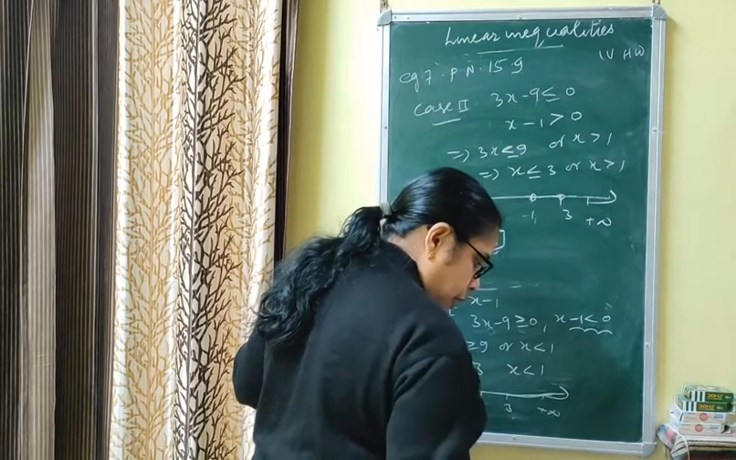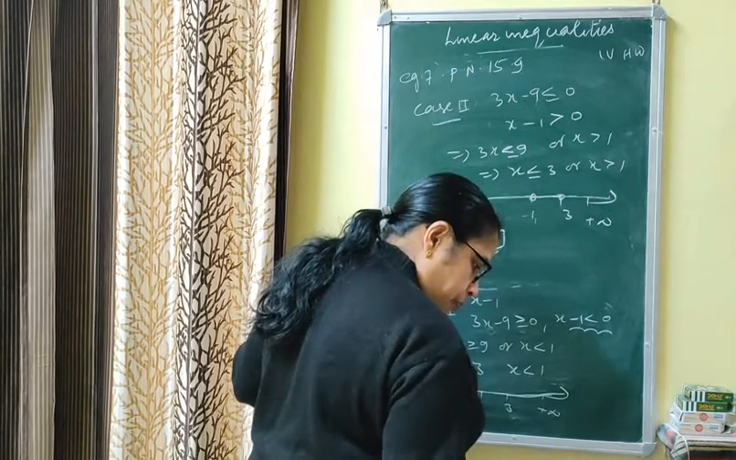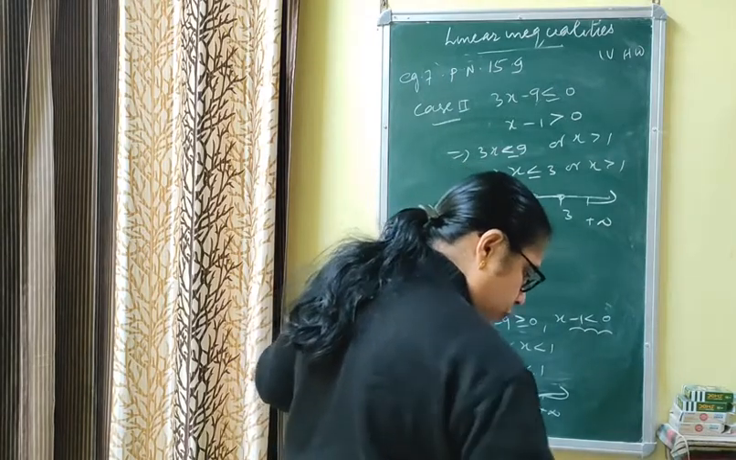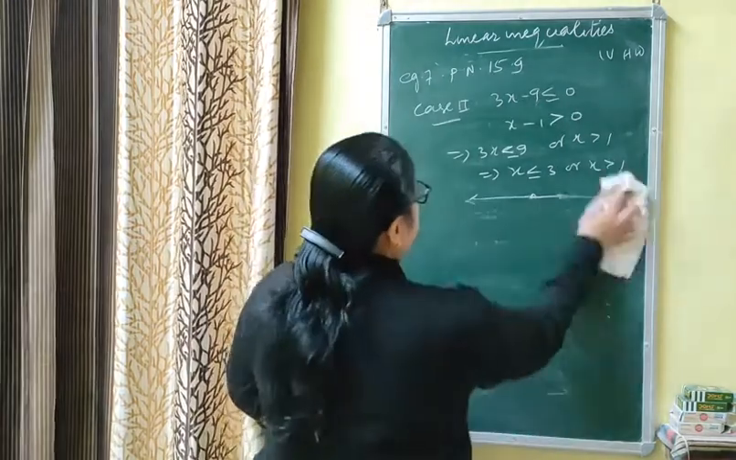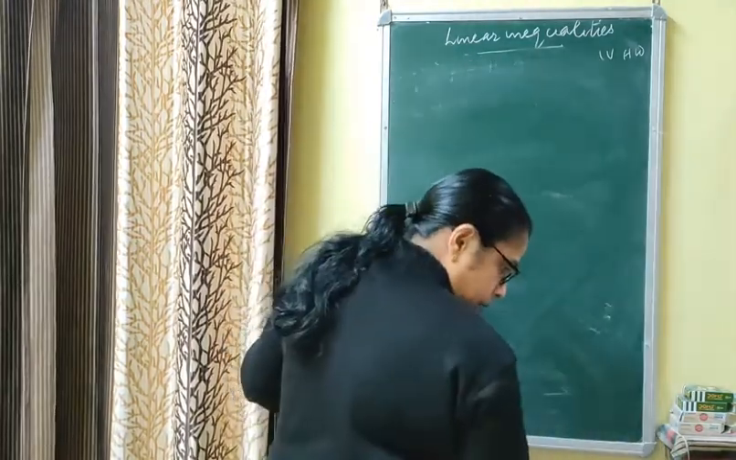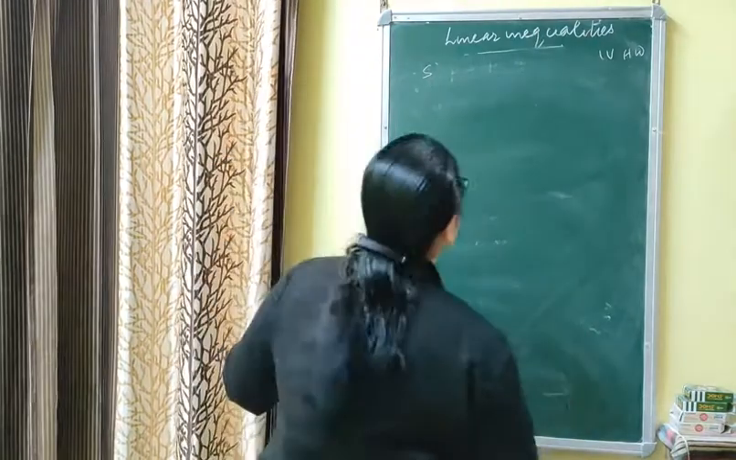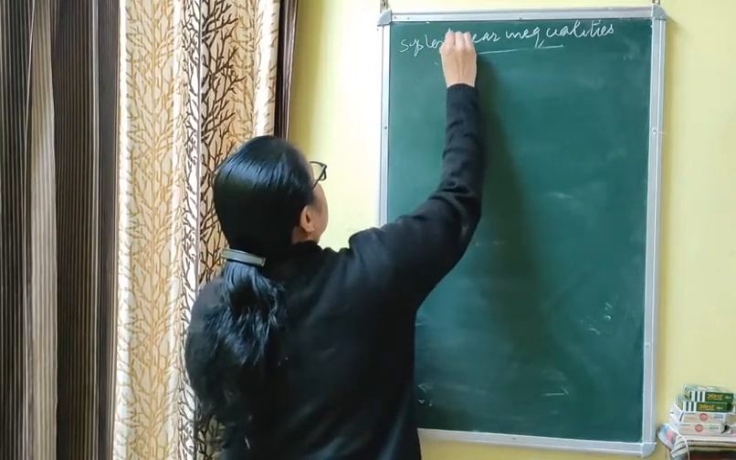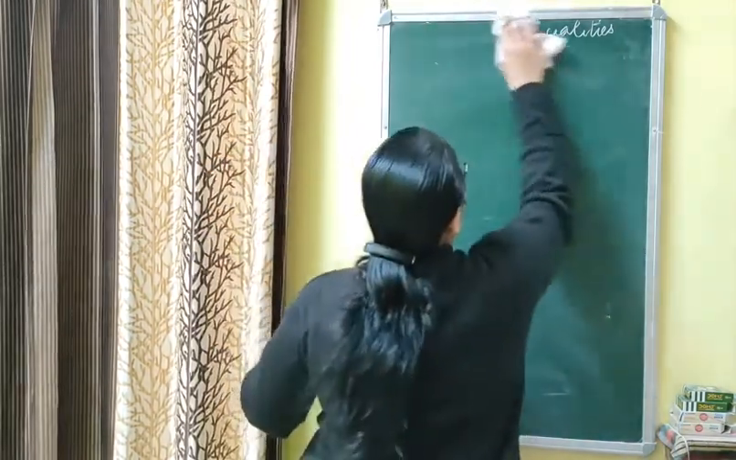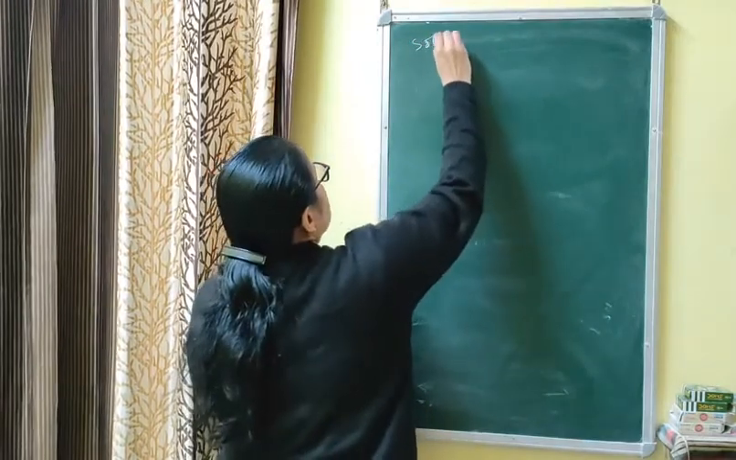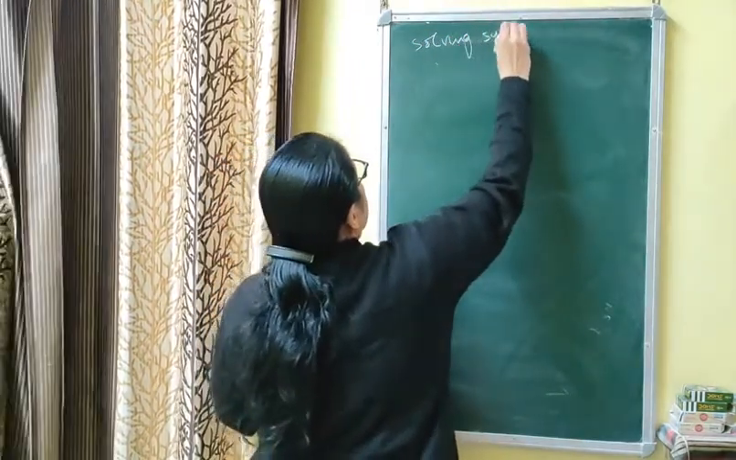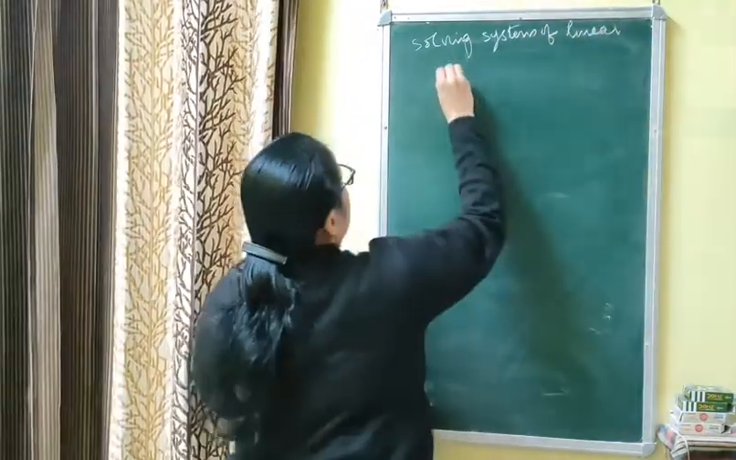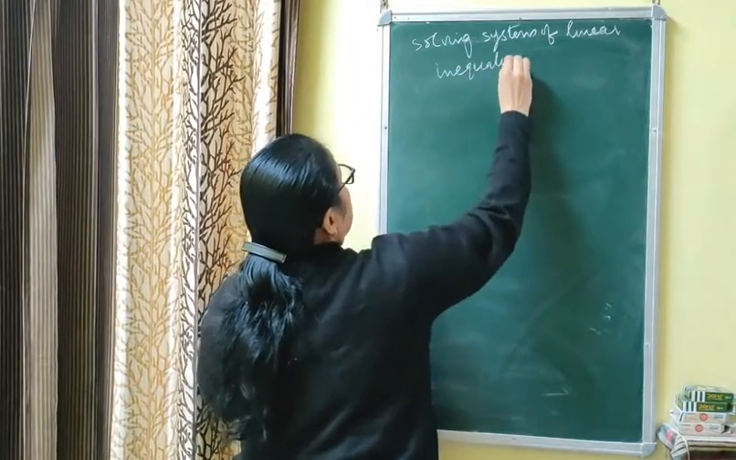Next question. In this way you can do the second part also. Next question is how we can solve system of linear equation. System means pair of linear equation. How we can solve system of linear equations in one variable. Solving system of linear inequations या inequalities in one variable.